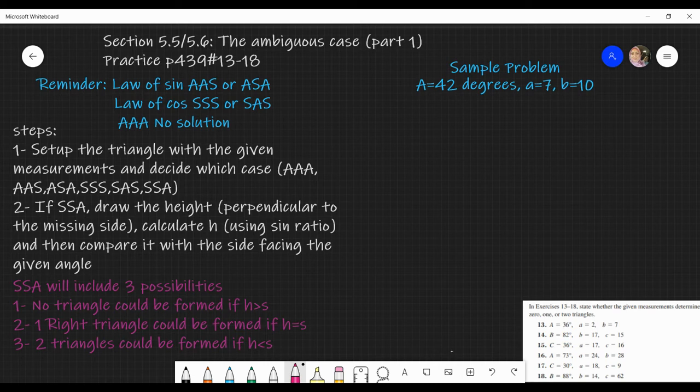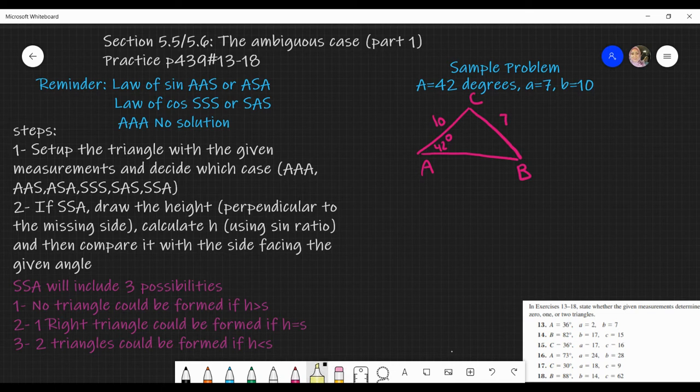So first of all, we're going to set up the triangle with the given measurements, and decide which case it is, so we can decide which law to use. So if I form the triangle, and I have angle A given as 42 degrees, I have side A, which usually faces angle A. Side B is given, which faces angle B. And I am missing some of the parts of the triangle. I need to see what I have.